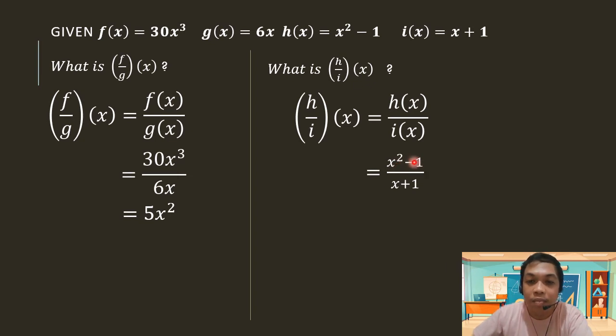So x squared minus 1, that is factorable to x minus 1 and x plus 1. So as you can see dito sa given natin, may pwede tayong i-cancel out. Kaya it's important na nakakapag-factor out. So x plus 1 divided by x plus 1, that is already equal to 1. So eliminate na natin siya. So what we have left now is x minus 1.